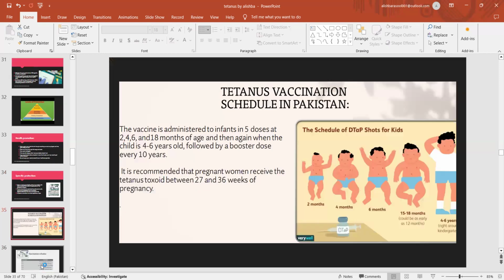Tetanus vaccine schedule in Pakistan. The vaccine is administered to infants in 5 doses at 2, 4, 6, and 18 months of age, and then again when the child is 4 to 6 years old, followed by a booster dose every 10 years. It is recommended that pregnant women receive the tetanus toxoid between 27 and 36 weeks of pregnancy.